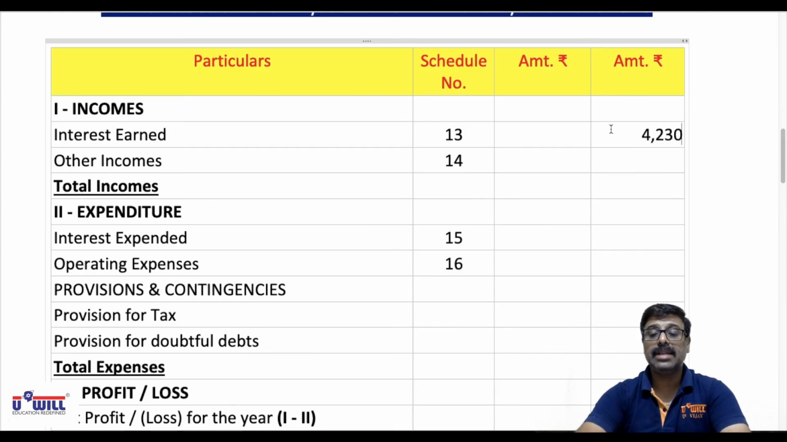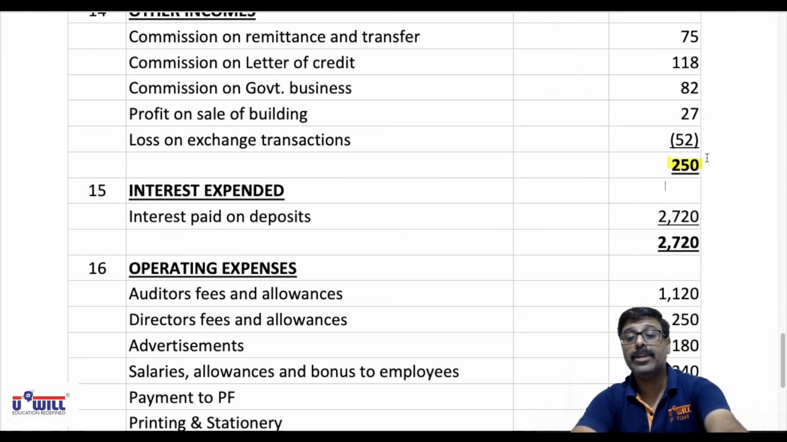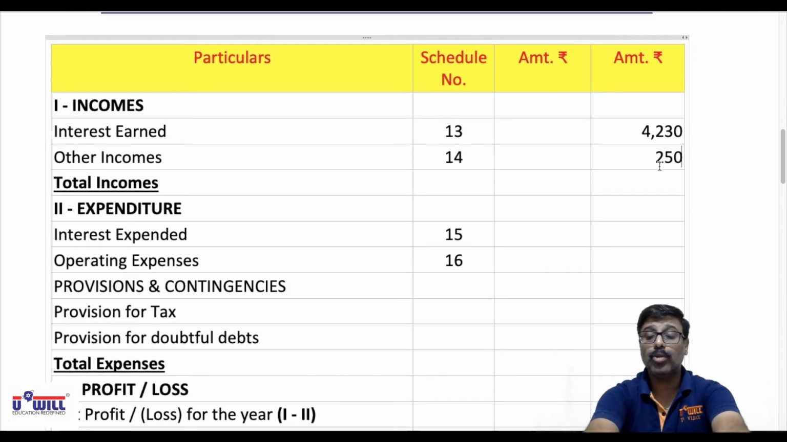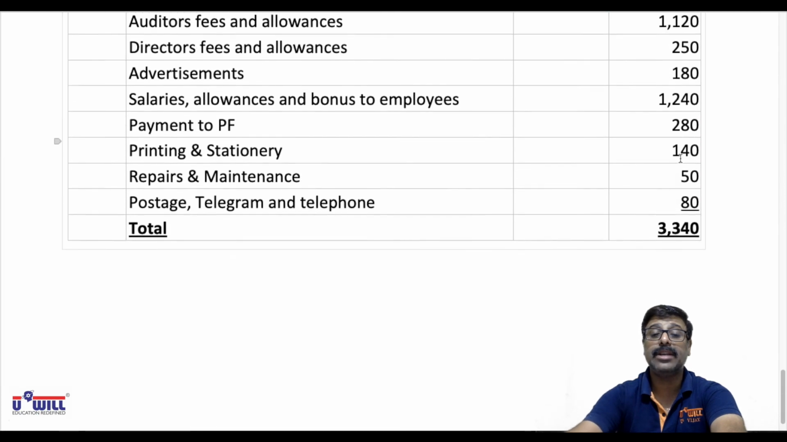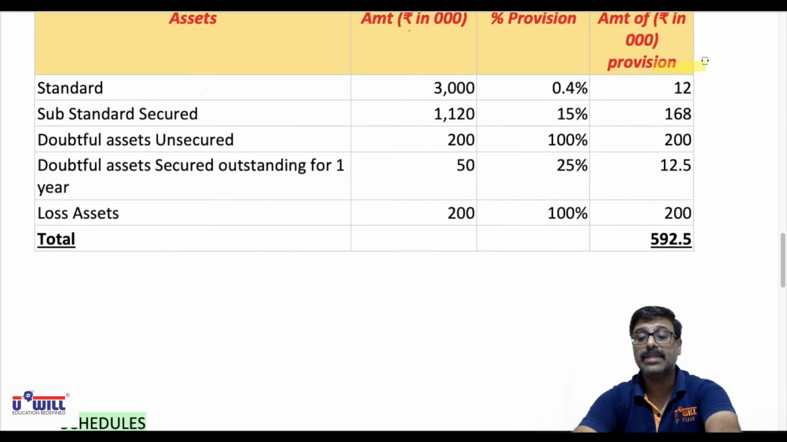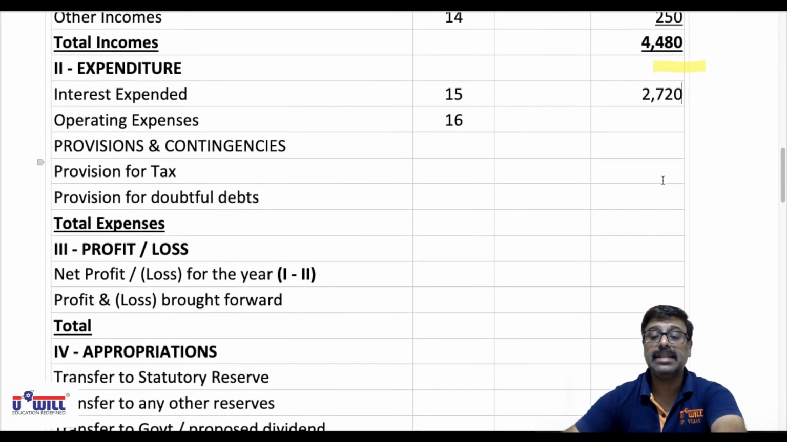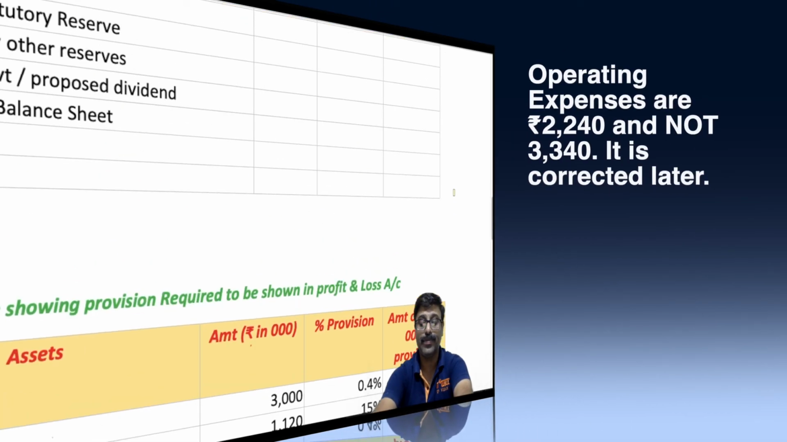Then after interest incomes, other incomes, what we have is 250. So in other incomes, we will write 250. Now total incomes, 4230 plus 250, 4480. Okay, total incomes will be 4480. Then as per schedule number 15, interest expended, all we can see is 2720. So 2720 will come in interest expended. Then operating expenses, schedule number 16, is 3340. So operating expenses schedule number 16, 3340.